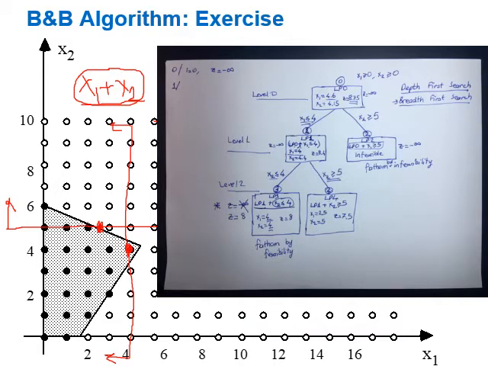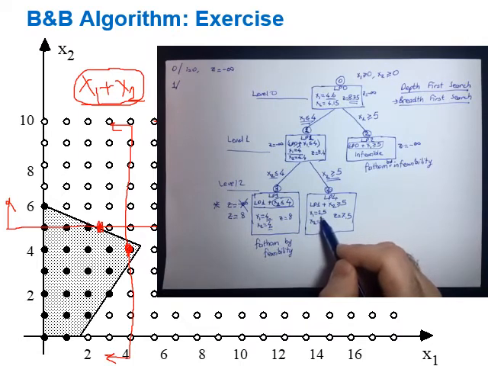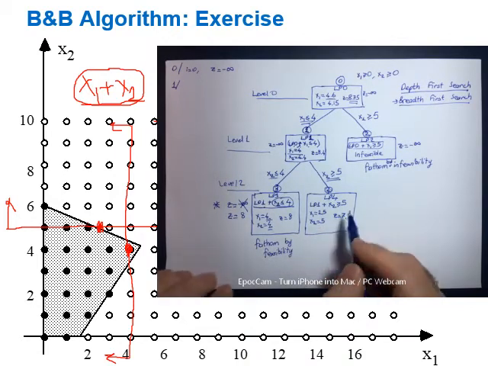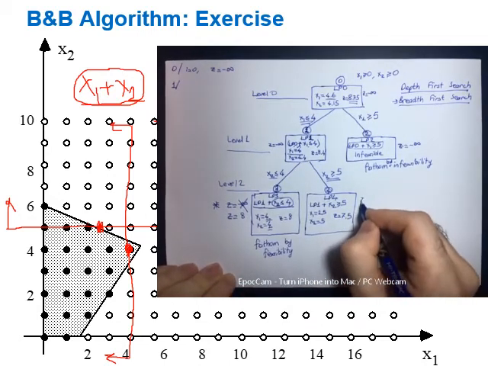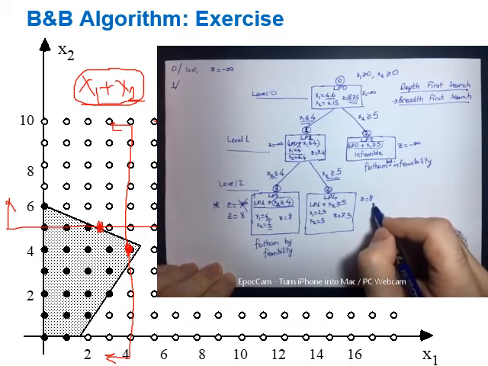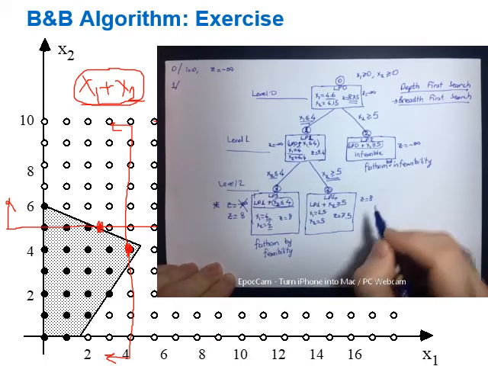Okay, let's see the three reasons. Can I fathom because of infeasibility? No, because I already have a feasible solution. Can I fathom because of integer feasibility? No, because x1 is 2.5. It's not integer. Then the last question, can I fathom because of bound? Then I need to check. What's my previous lower bound? It's 8. I already have a solution with an objective function value of 8.